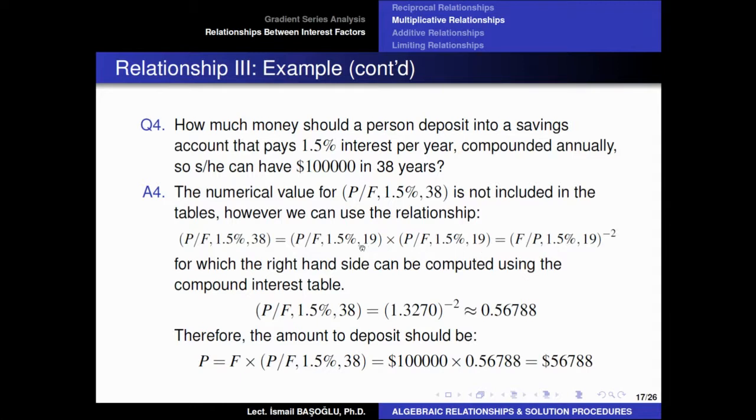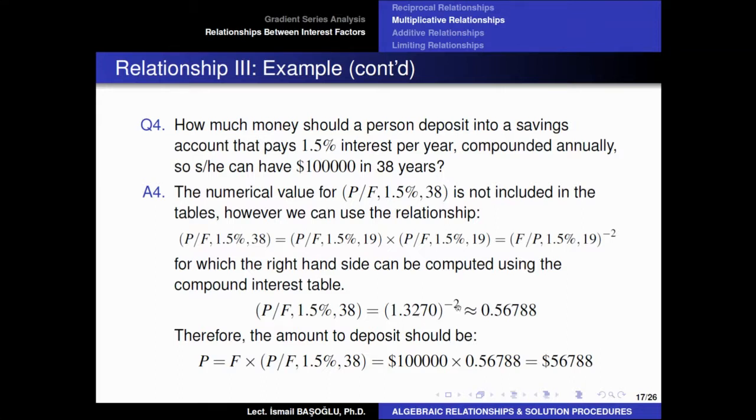Okay. And since both of these values are the same, we can simply write it as the single payment compound amount factor under 1.5% interest rate for 19 years to the power minus 2. So we are not using the power 2, but minus 2. So we are calculating the reciprocal of it. And in the table, we have this F over P for 1.5% interest rate for 19 years, which is 1.3270 if you check the table. I'm not going to show that right now, but you can check that table if it is printed out.